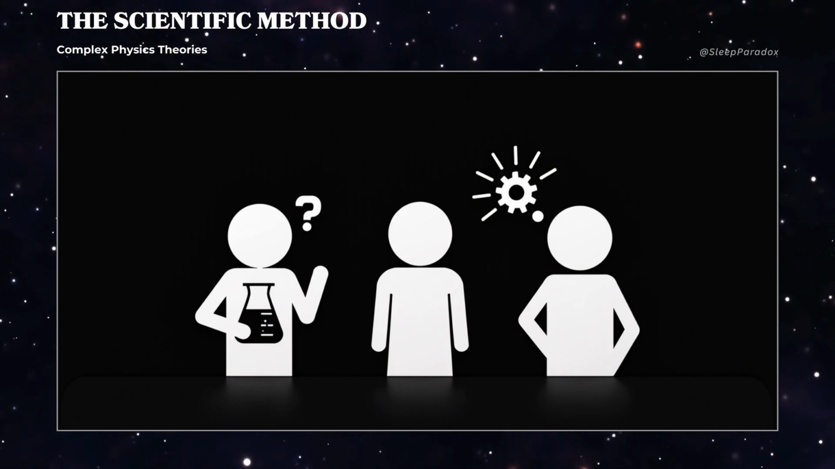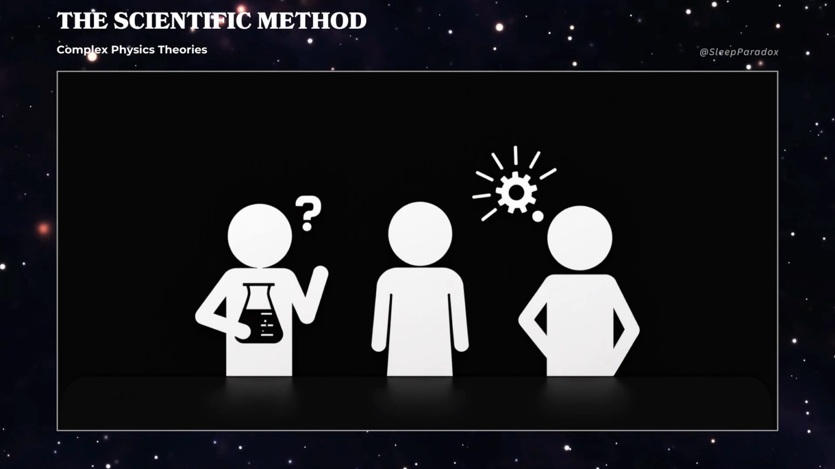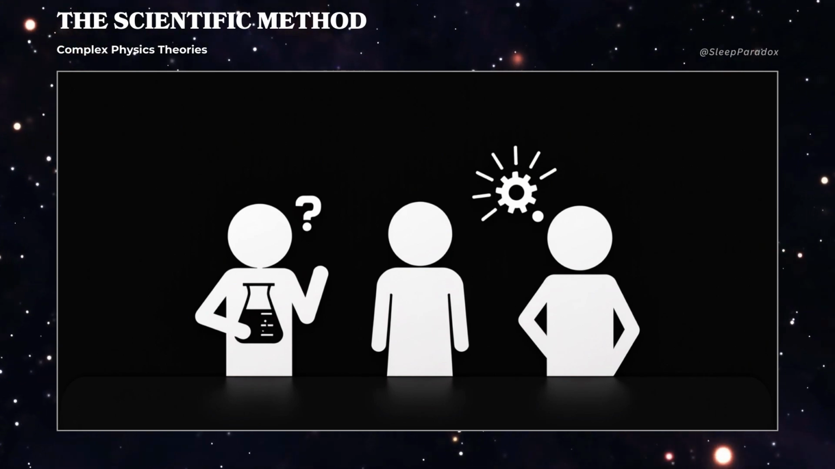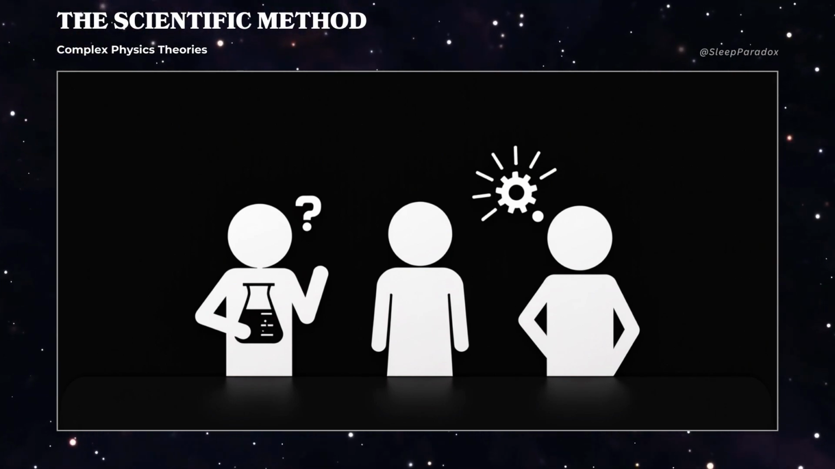Next comes experimentation. Scientists design controlled experiments to test whether the hypothesis holds up under various conditions. The key is that these experiments must be repeatable. If you follow the same steps, you should get the same result.